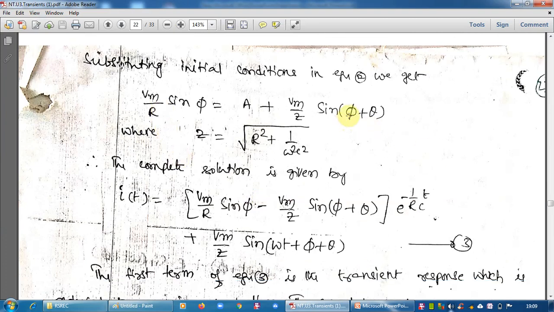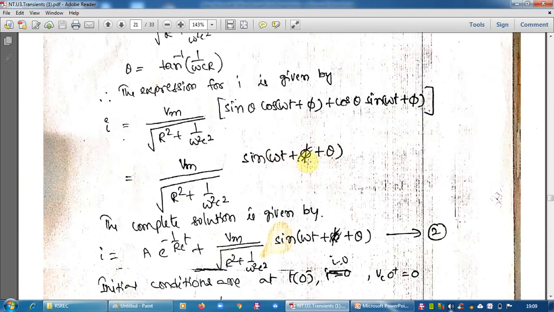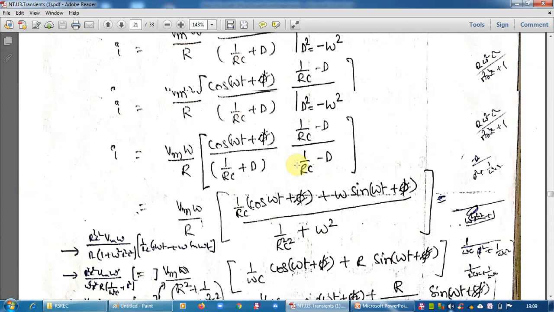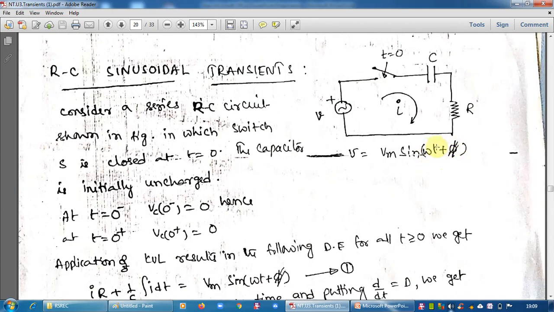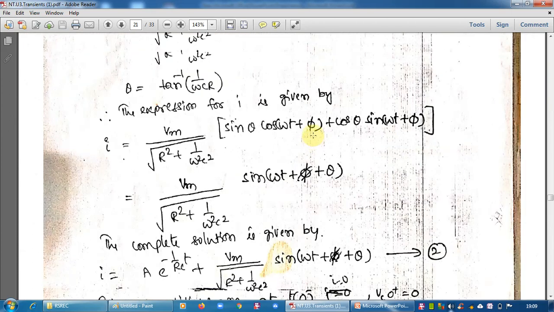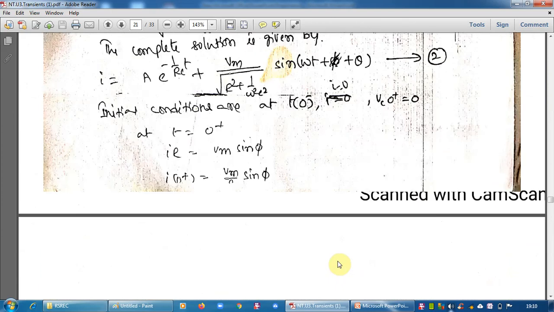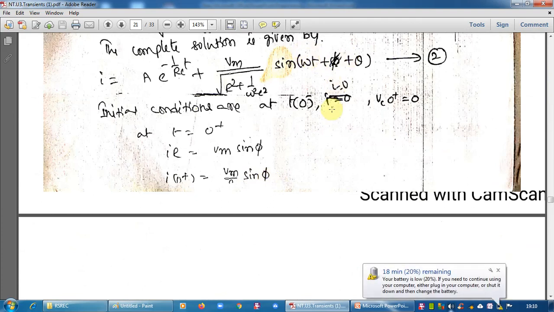If we replace it, consider sin of omega t plus phi. So at t equal to 0, the omega t term becomes 0 and only Vm sin phi will be there. So here, at all these places, phi is there. Now what happens at t equal to 0? The omega t term is 0, only sin phi remains.